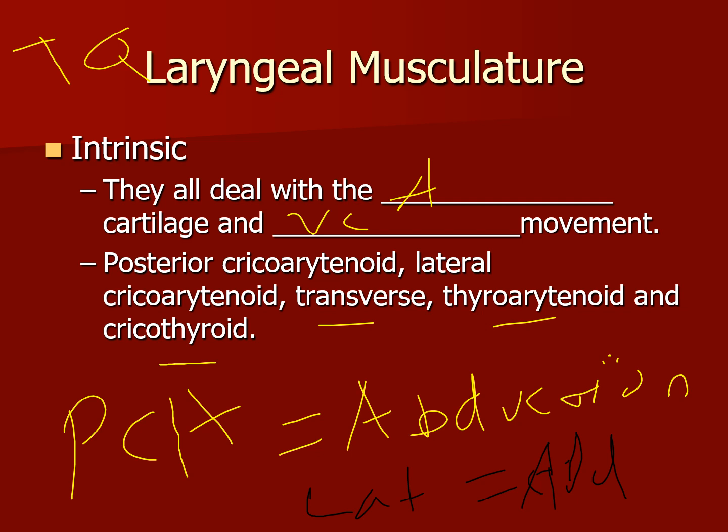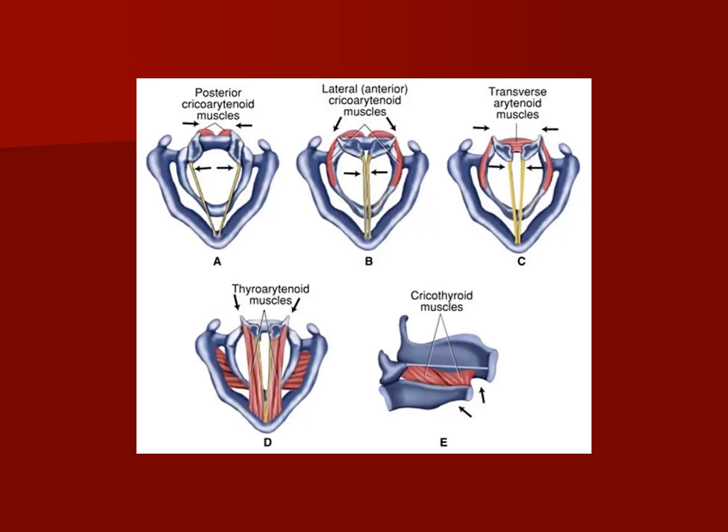So you might want to remember what closes it and what opens it, what abducts it and what adducts it. We'll make a strenuous suggestion that you remember which one adducts and which one abducts. So this is the picture here. The first picture on the left is the posterior cricoarytenoid, which does what? Abduct or adduct? They abduct, right?